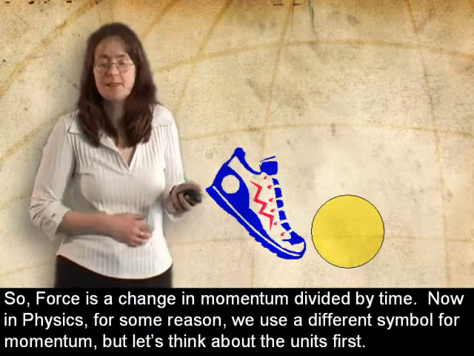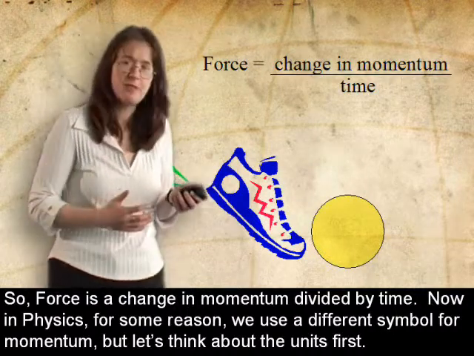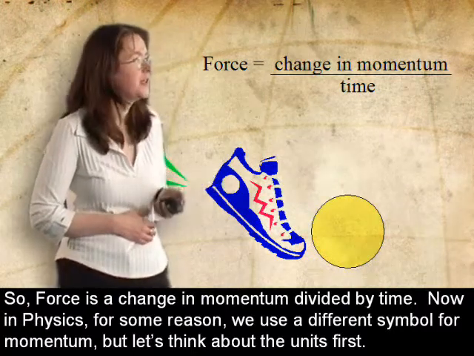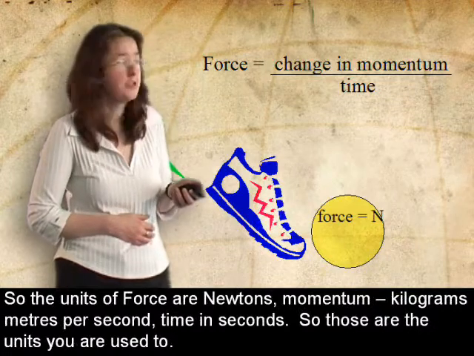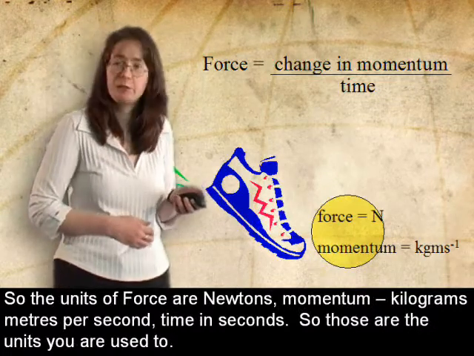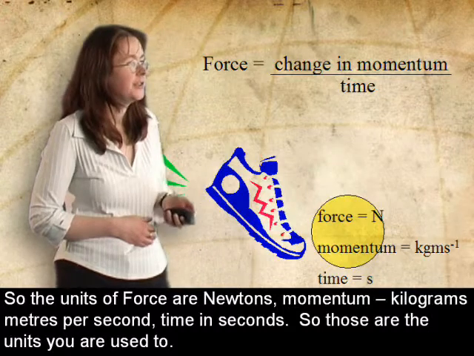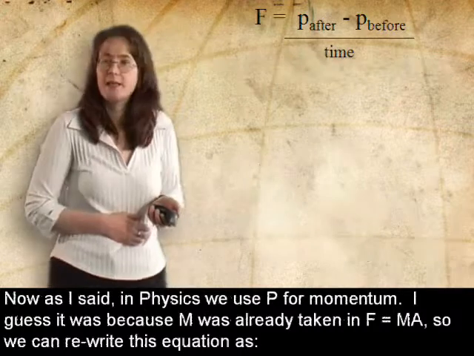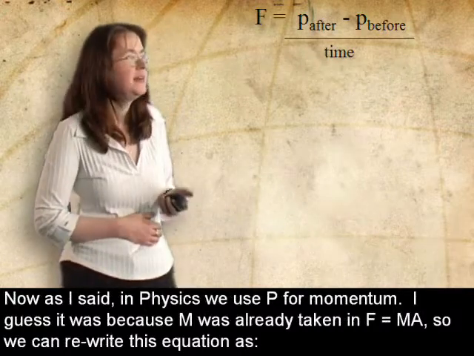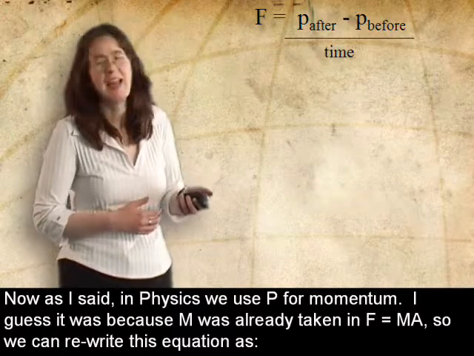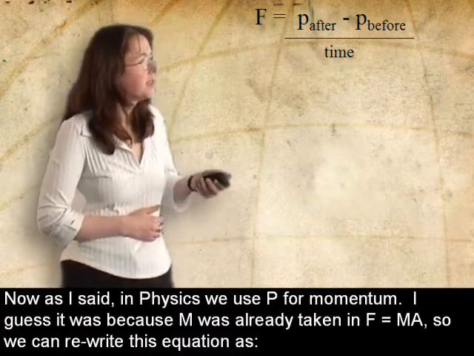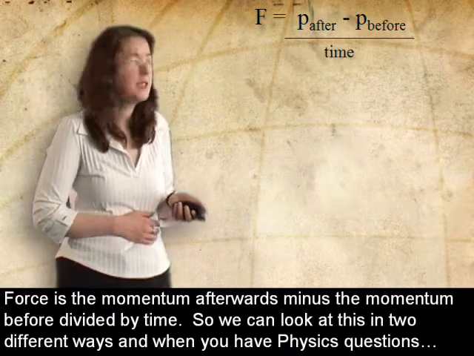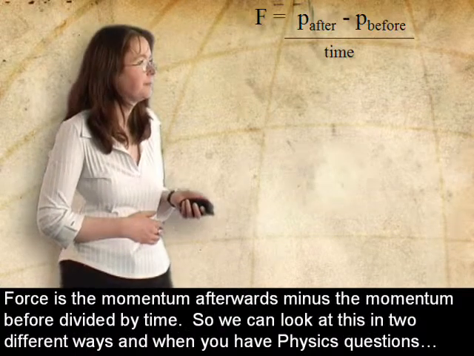Now, in physics, for some reason, we use a different symbol for momentum, but let's think about the units first. So the units of force, newtons, momentum, kilograms meters per second, time in seconds. So those are the units that you're used to. Now, as I said, in physics, we use p for momentum. I guess it was because m was already taken in F equals ma. So we can rewrite this equation as force is the momentum afterwards minus the momentum before divided by time.